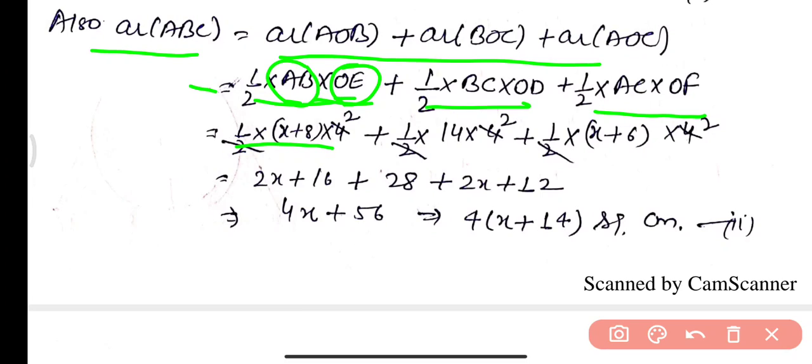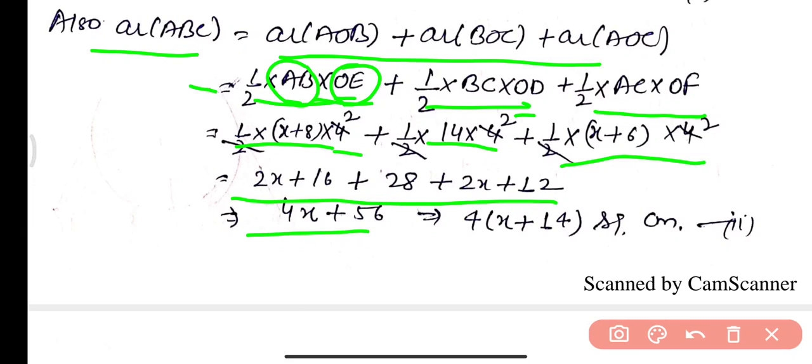So put all the values here. 1 by 2 into AB, that is x plus 8, OE is 4, that is the radius. Similarly here 1 by 2 into BC is 14 and OD is 4, and similarly here 1 by 2 into AC, that is x plus 6, and OF is 4. So after simplifying, you can see here we will get 4 into x plus 14 square centimeter as the area of triangle ABC.